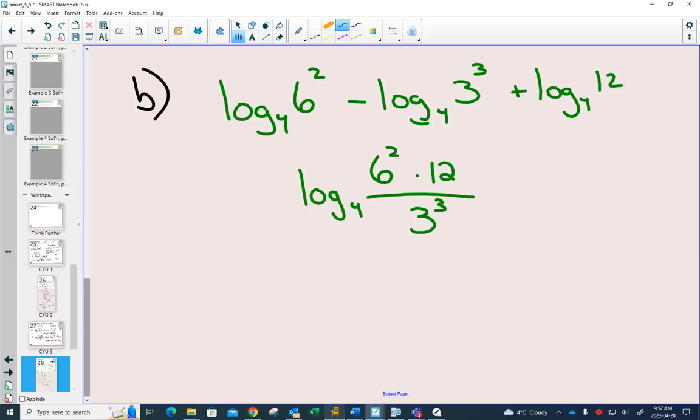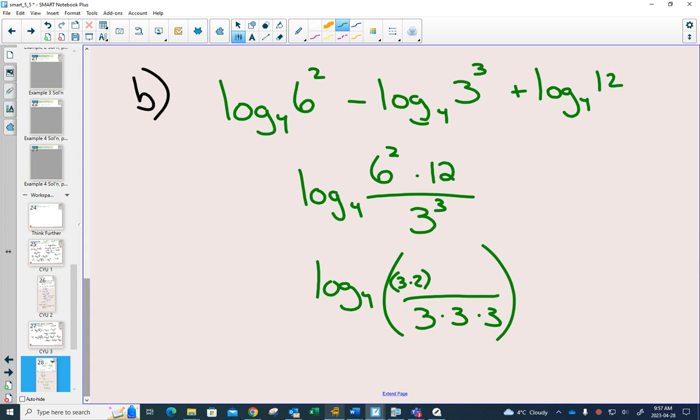So instead, if we think about the factors here, what do we have? On the bottom, we have 3 times 3 times 3. On the top, we would have 6, which is 3 times 2, 6, which is 3 times 2, and 12, which I'm going to write as 3 times 4. If I write it this way, a bunch of my 3's will simplify. And the mental math is a lot easier.